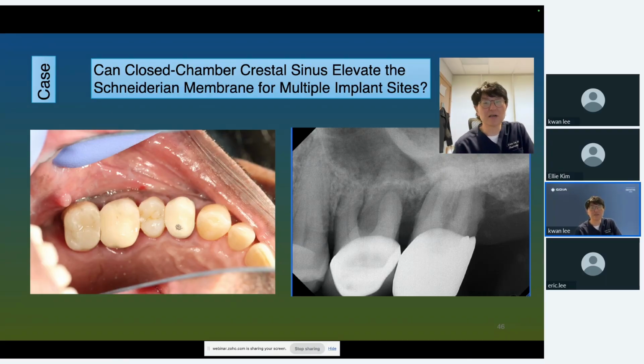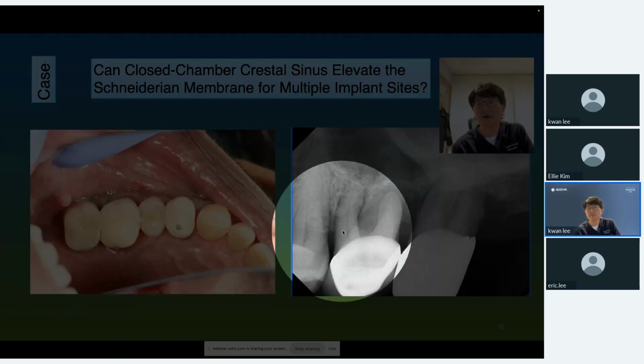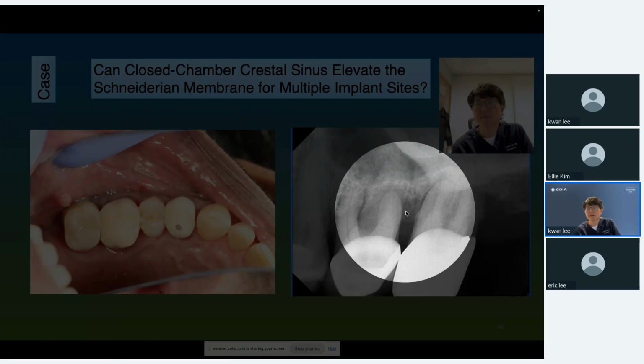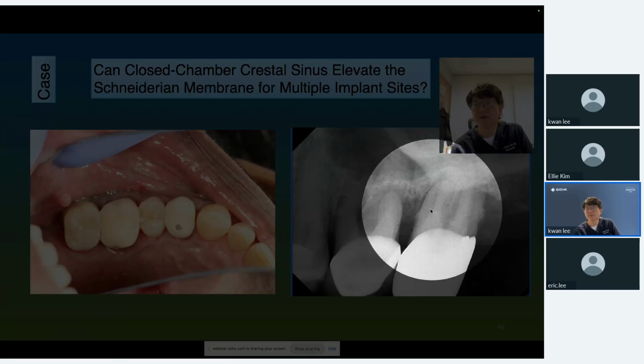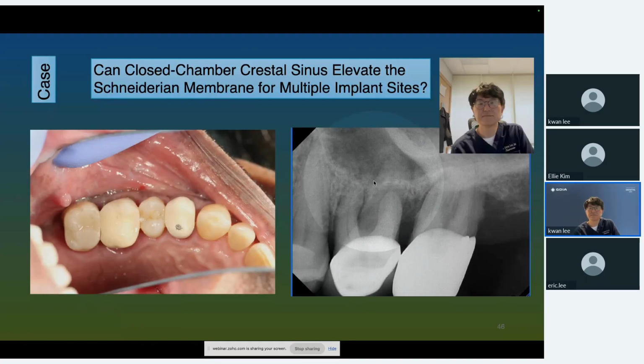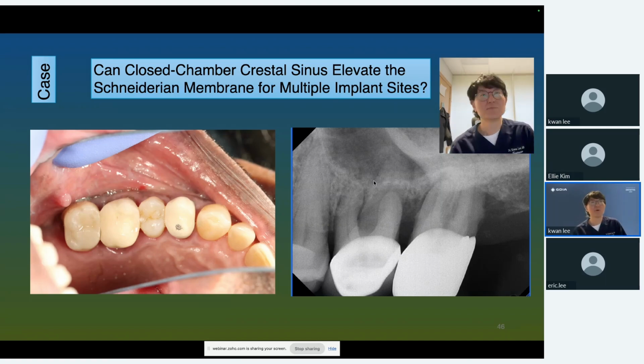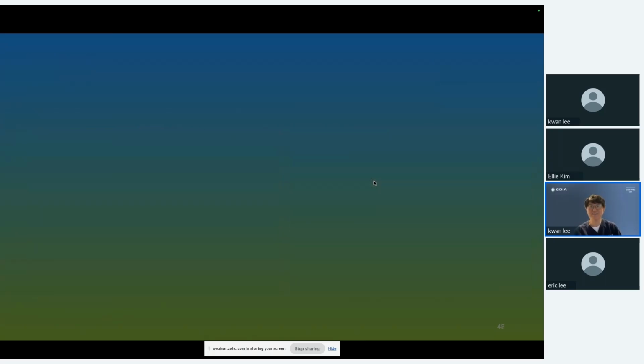A patient comes into your office with teeth number 14 and 15 periodontally involved. Not much else is going on. As you can see, the sinus is very close over there. What would you do in this case? You can post it in the Q&A. If you have a different idea, I'd love to hear it, because different ideas make it dynamic and make it fun.